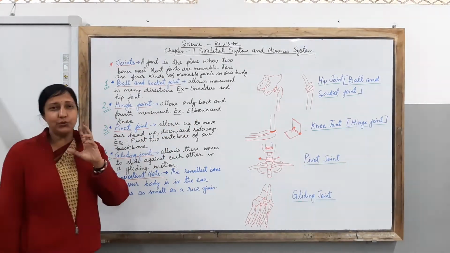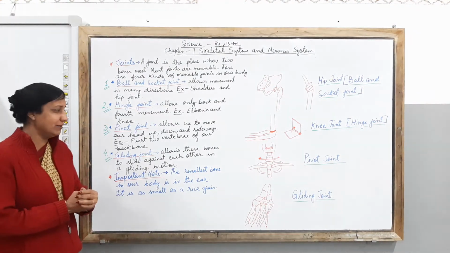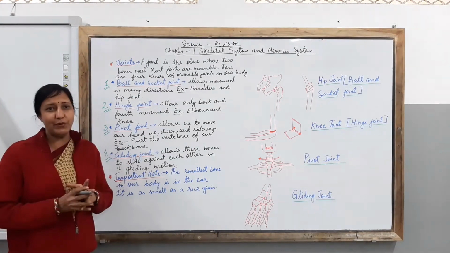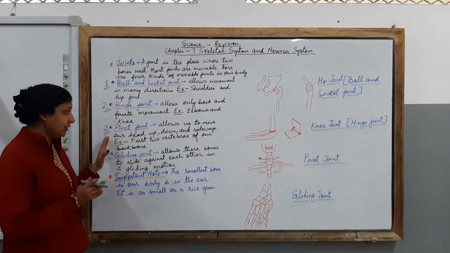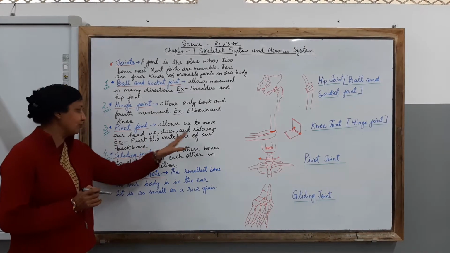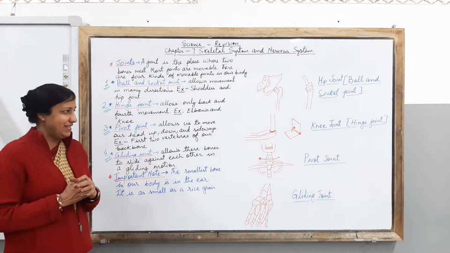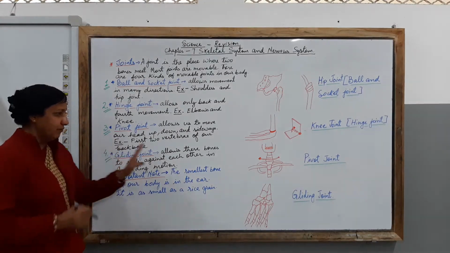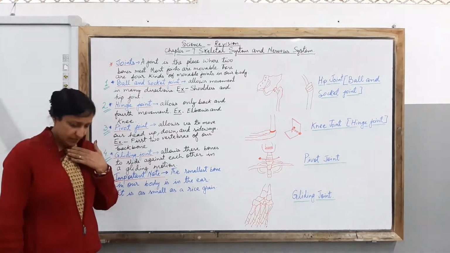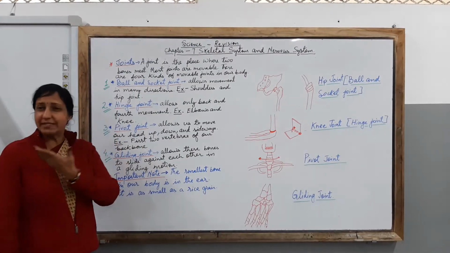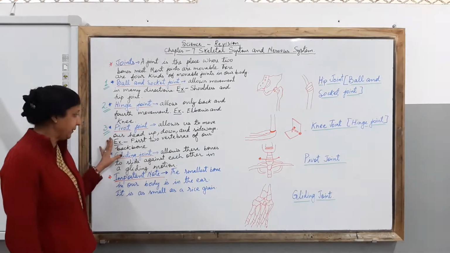Children, now we move on to the third kind of joint. So let us understand what the third kind of joint is, children. It is known as pivot joint. What is it known as? Pivot joint. Children, pivot joint allows us to move our head up, down and sideways. This kind of movement, which helps your head to move up, down and sideways, is only possible with the help of the pivot joint.